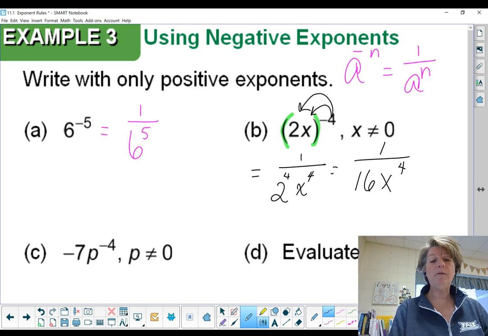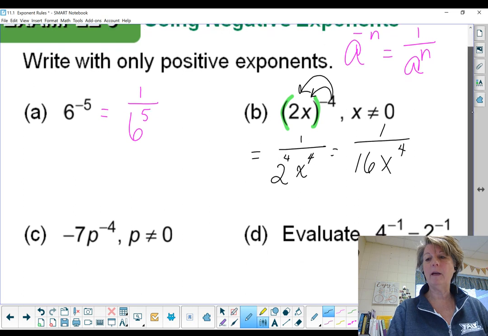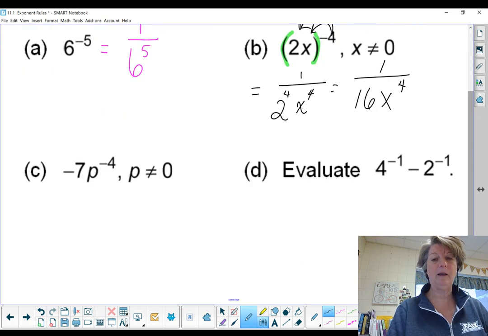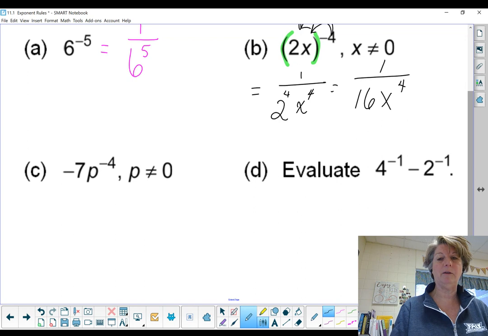If you want, dig out that green power sheet if that is in the binder, because, why not have that alongside you? It makes it easier. 2 to the fourth, boom, you can look it up, you got it.